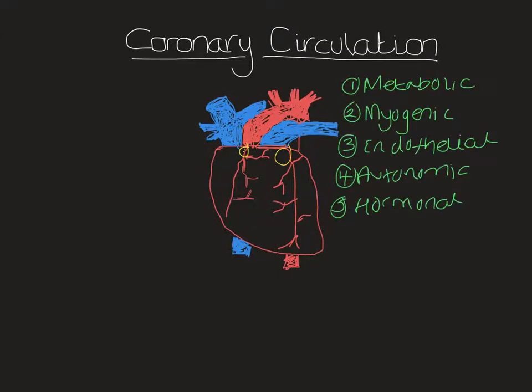The metabolic theory is that during increased myocardial activity, there will be an increase in the release of certain chemicals or tissue mediators such as hydrogen ions, potassium, adenosine, carbon dioxide. This leads to vasodilatation of the coronary vessels, therefore increasing blood flow to the area. This is also seen in other organs that have autoregulation.